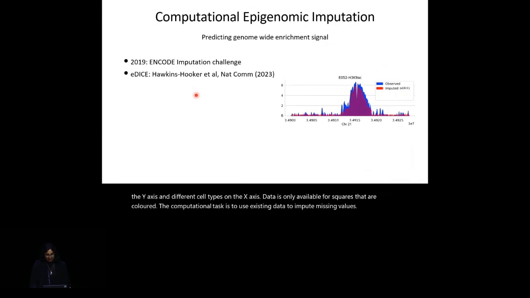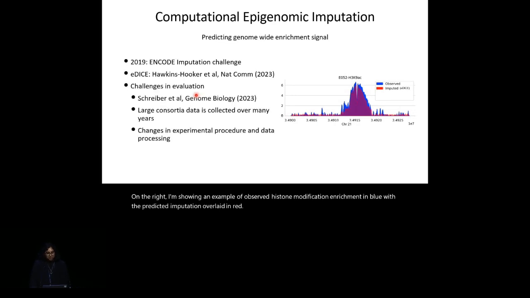Other members of our lab developed EDICE, a new method to solve this problem. This has been published in 2023 Nature Communications. On the right, I'm showing an example of observed histone modification enrichment in blue with the predicted imputation overlaid in red.